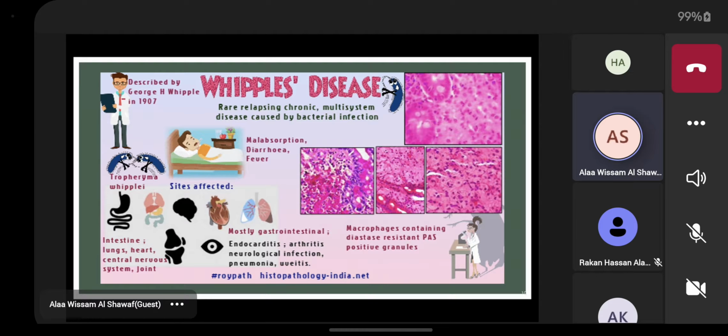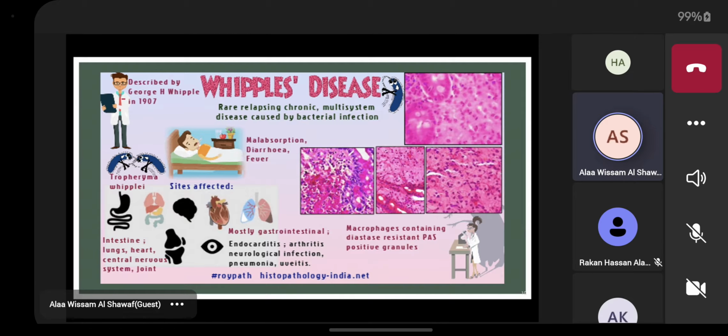For the extraintestinal manifestations, in 60% of cases, we can have enteropathic arthritis. In 40% of cases, we can have arthritis, especially sacroiliitis, fever, hyperpigmentation affecting sun-exposed areas, polyserositis, and lymphadenopathy. And we have, most importantly, the cardiac symptoms, which is valve insufficiency, and the neurological symptoms such as myoclonus, ataxia, and impairment of oculomotor functions.